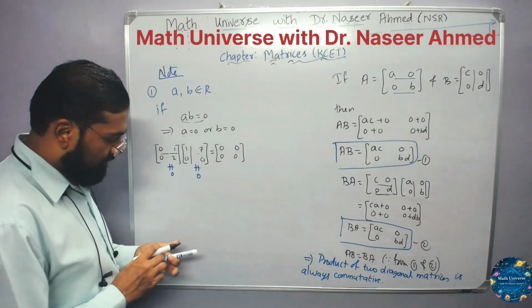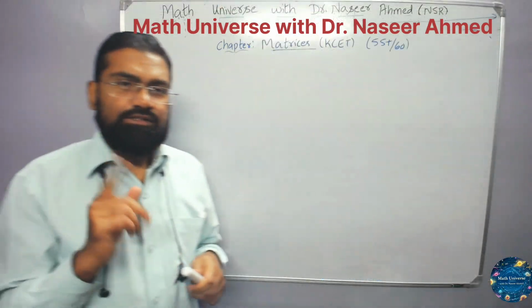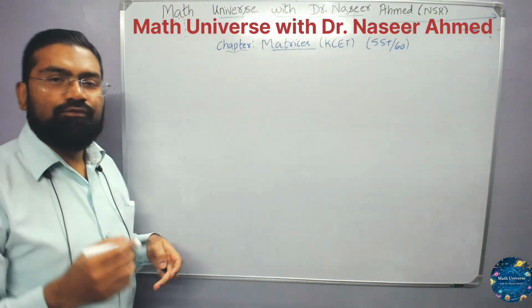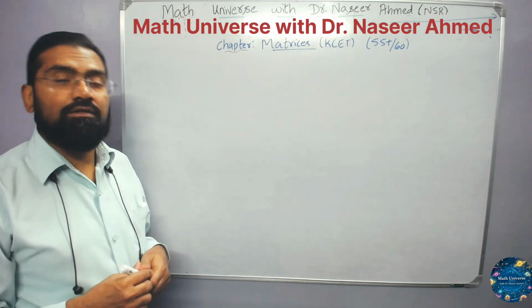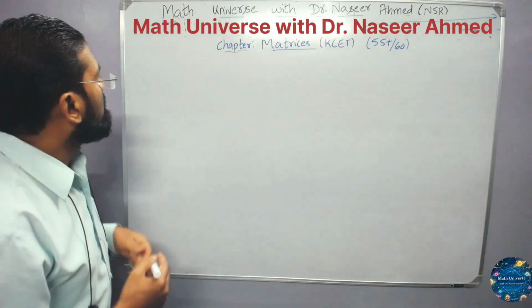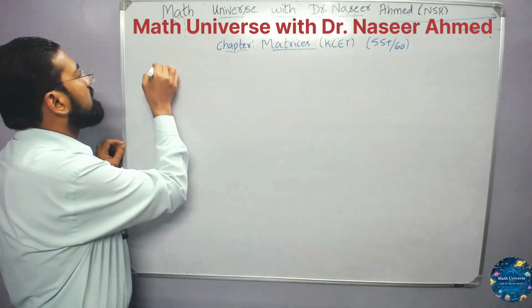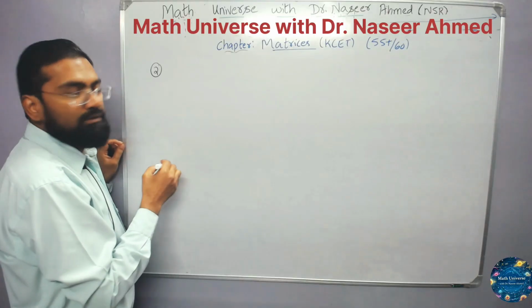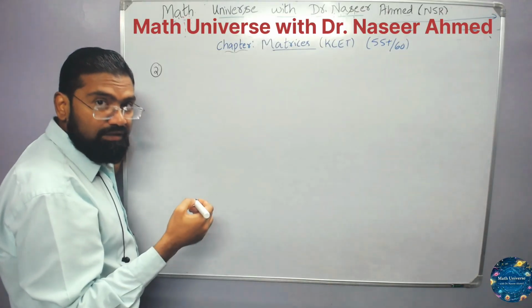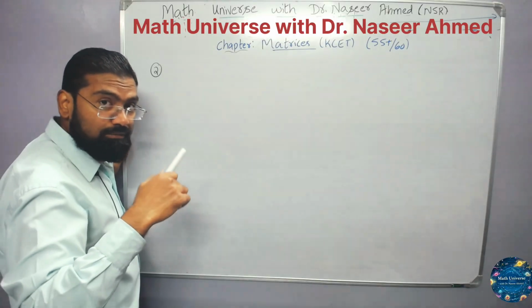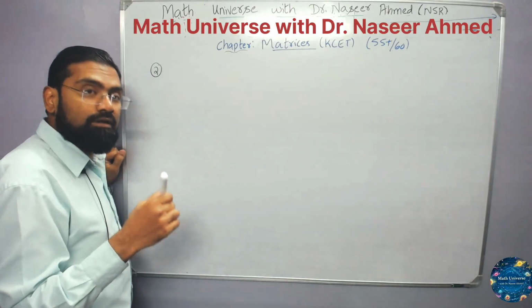Now let us move on to the next part. First, you make a note of this. Dear students, we have understood that if two matrices are non-zero, then their product can also be 0. I can take as note number 2, whatever we discussed previously, that product of two matrices can be 0, even though both the matrices need not be 0.